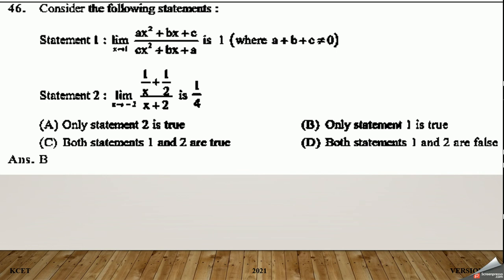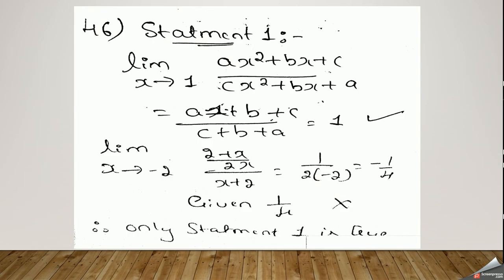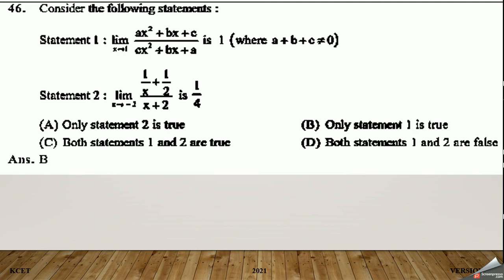Coming to this, which statement is true? Consider the first statement. Substitute the limit value as 1 in the place of x, replace it by 1. You can see that in the numerator you will get a plus b plus c, and in the denominator you will get c plus b plus a, obviously, which is equal to 1. So statement 1 is true. When I say statement 1 is true, I can delete option D and option A. Only option B and C are left out.